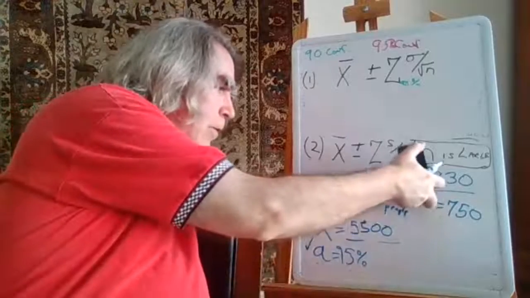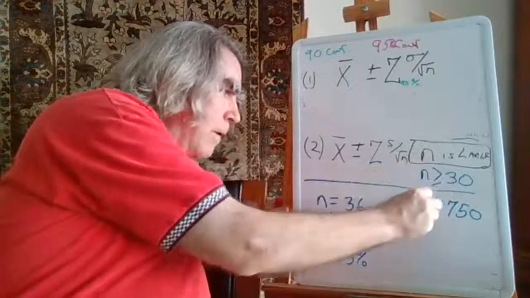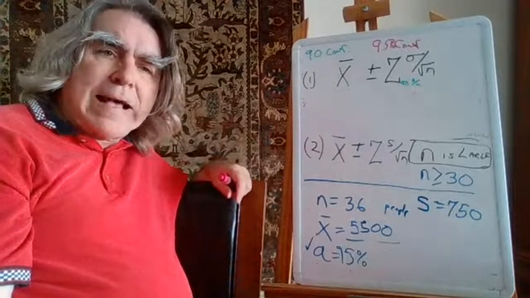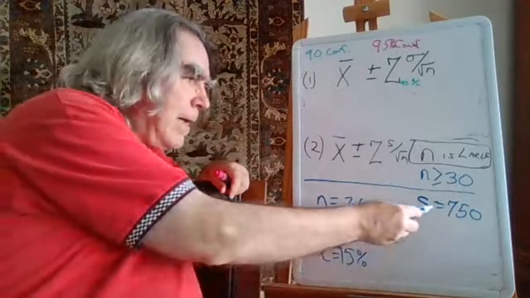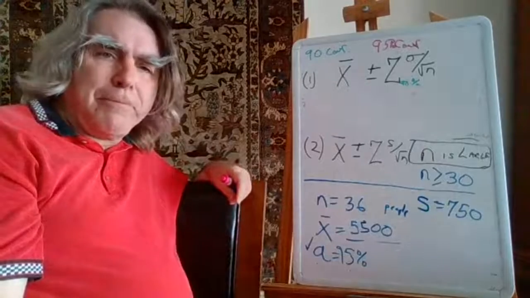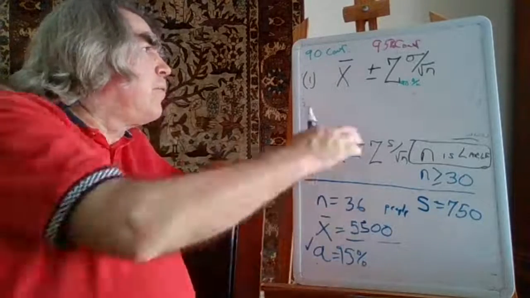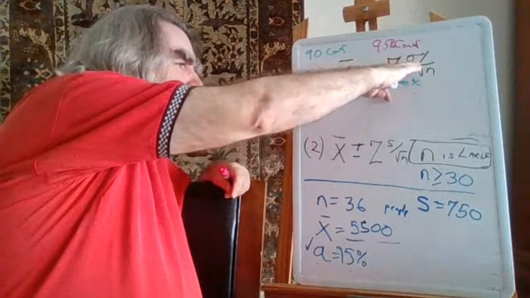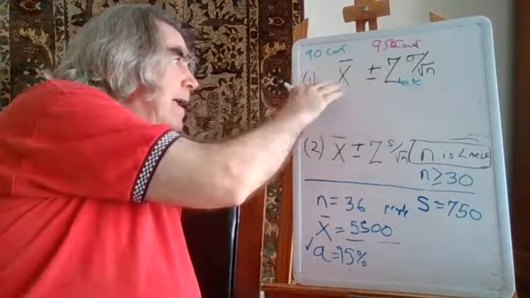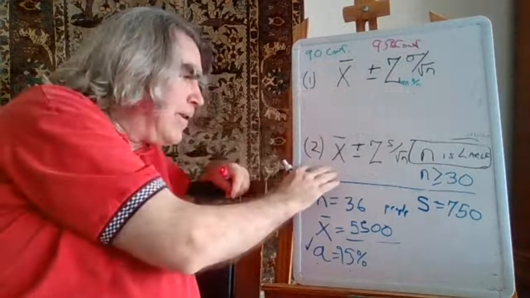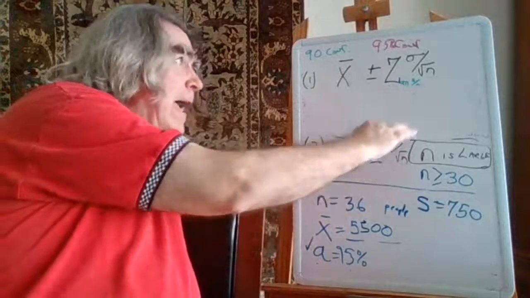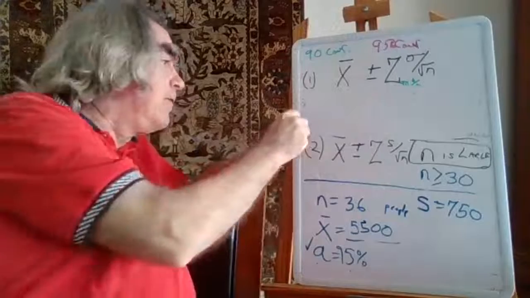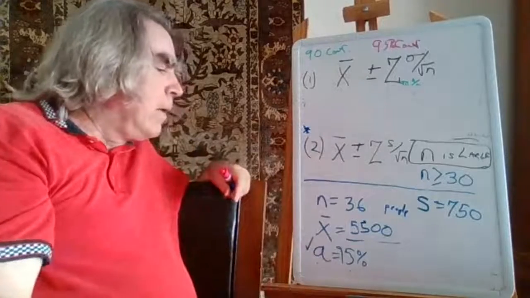Okay. We don't know what sigma is, but our sample S equals 750. So we go up here and we say, do we know what sigma is? No. So we can't use this formula. We have to use this formula because we know an S instead of a sigma. Other than that, 1 and 2 are the same formula. So we're going to use this one.